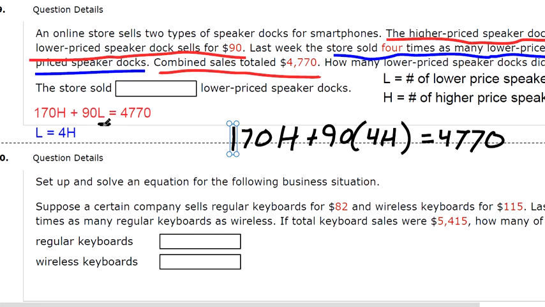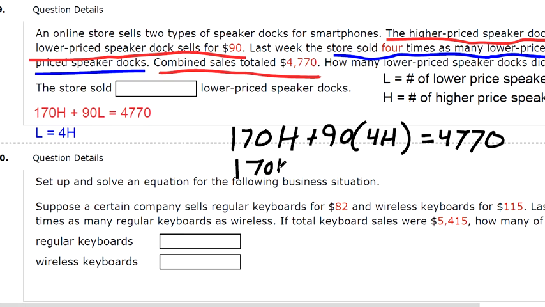Okay, instead of L, I wrote 4H, because that's what L is. L is 4 times H. So I replaced the letter L with 4H. Now this red equation became something I can solve because everything is in terms of H.